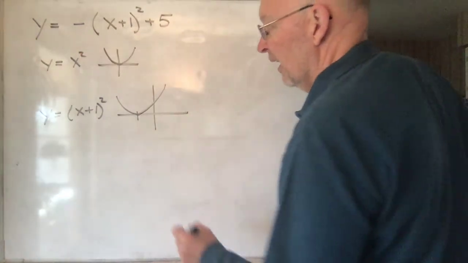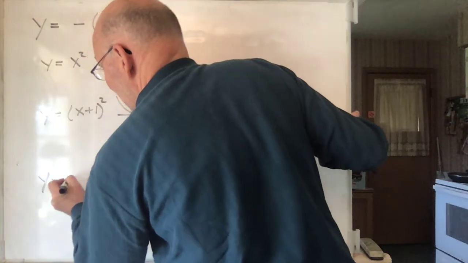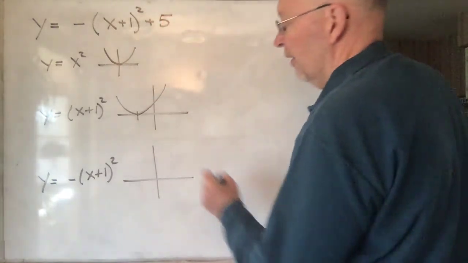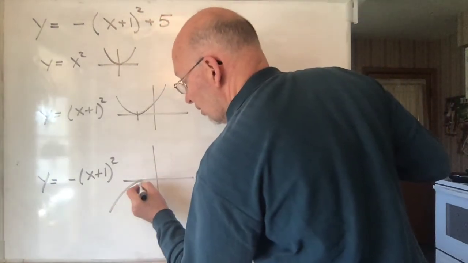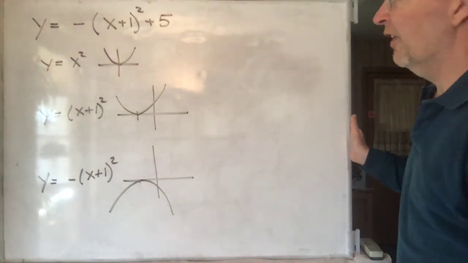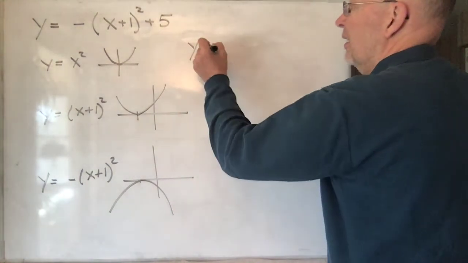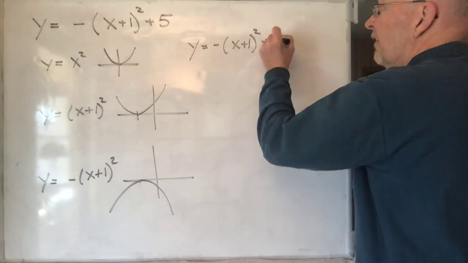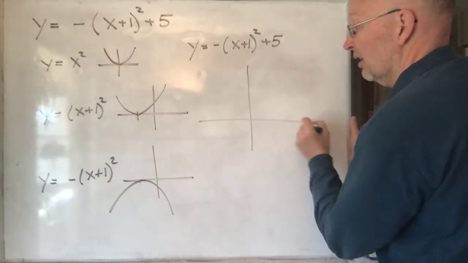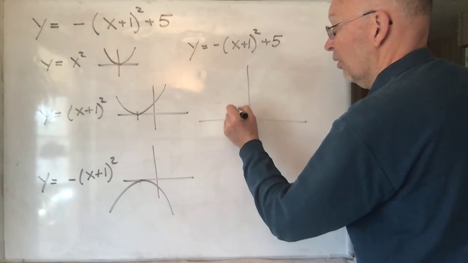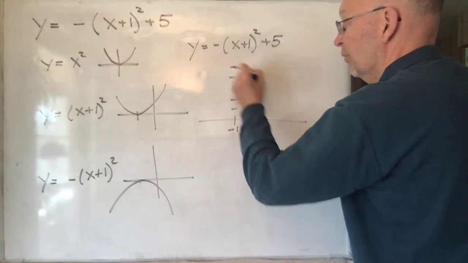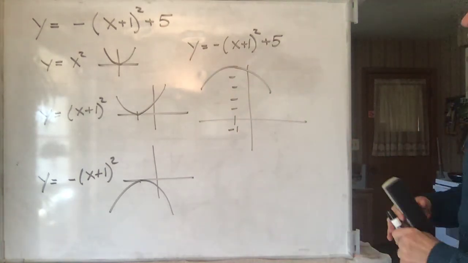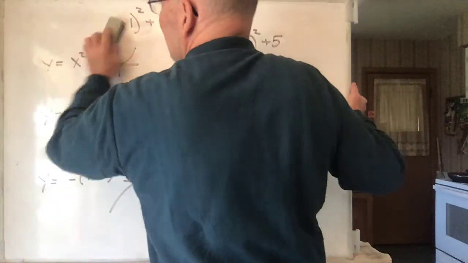Now what happens when I take the negative of that? The negative is going to be this. And then finally, what happens when I take that and add 5 to it? It's going to shift it up 5 units. 1, 2, 3, 4, 5. Doing this quite quickly. Looks something like that. So there you go. Let's try one trig function as well, just to see how it works.